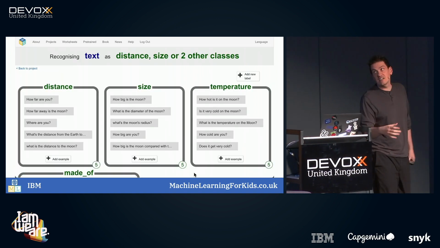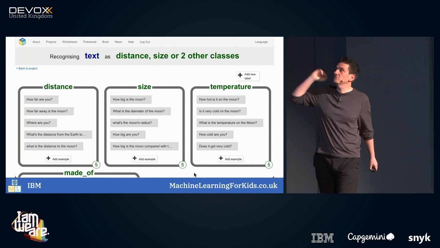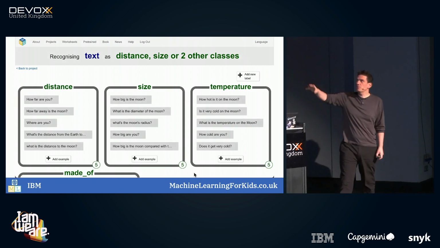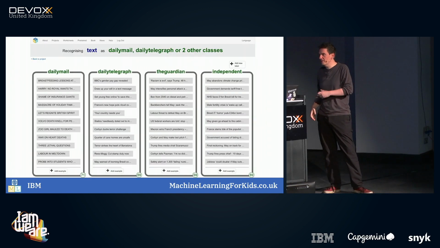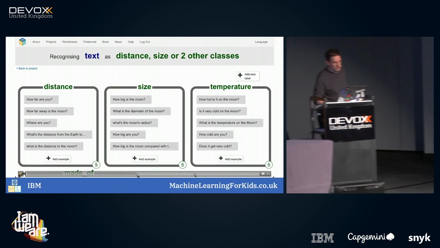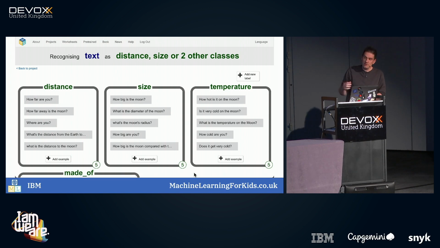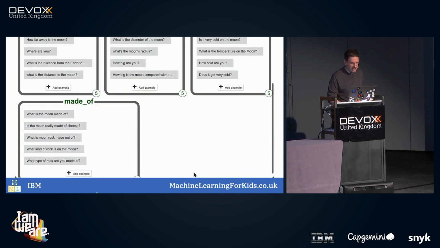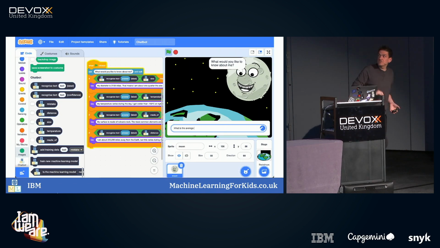Chatbots are another nice example. So get them to pick whatever topic they're doing in school at the moment. So this was about the moon. Come up with ideas of questions that people might ask, your frequently asked questions on your topic. And then train it to recognize a question so that when you ask it a question, if it's one of the frequently asked questions, the classifier will be able to recognize it. And then you can put that in Scratch to make a chatbot.